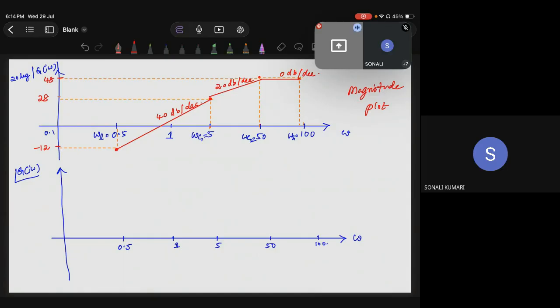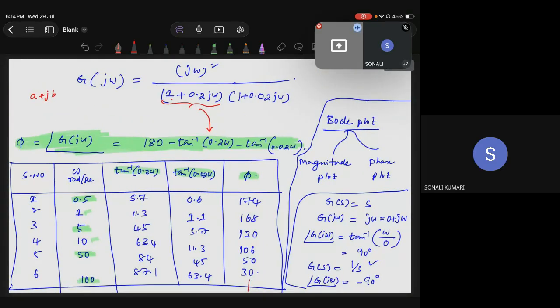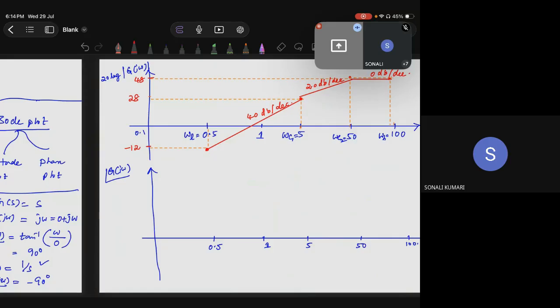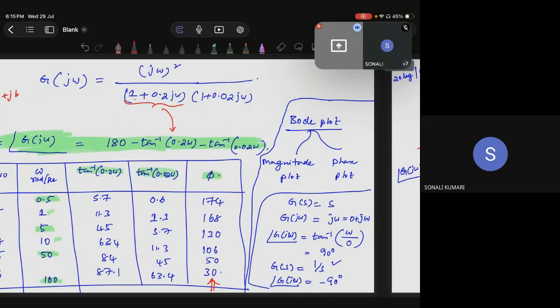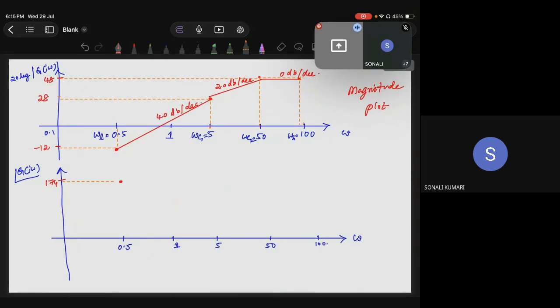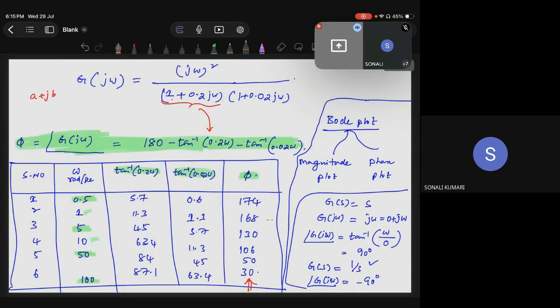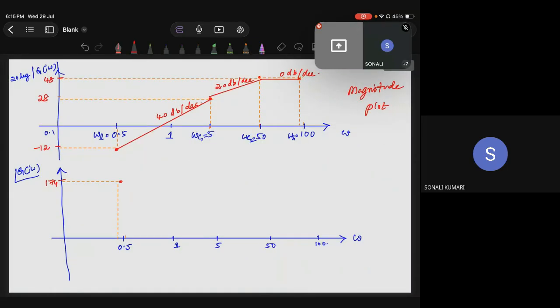Okay. Similarly, we will draw the phase plot. Phase plot we will draw by using these angles. Okay. So first angle is how much? At 0.5, 174. Okay. So 174. Second angle is how much? So let me draw this like this. Second angle is at 1, we have 168. Okay, here.